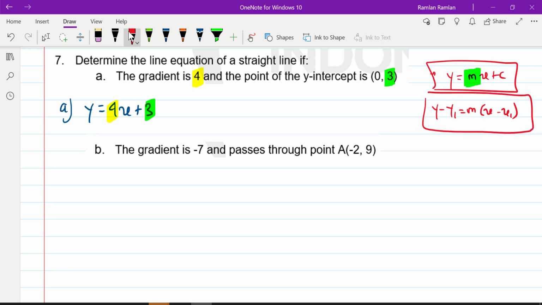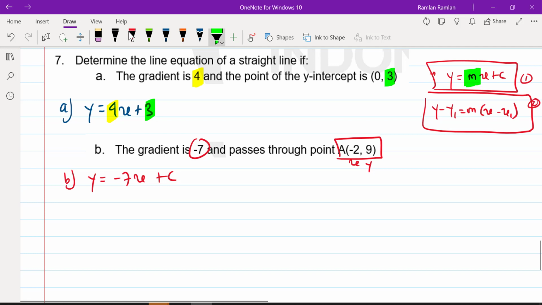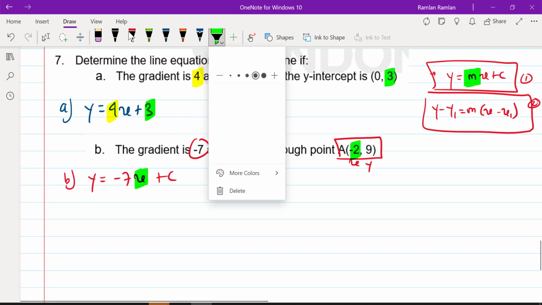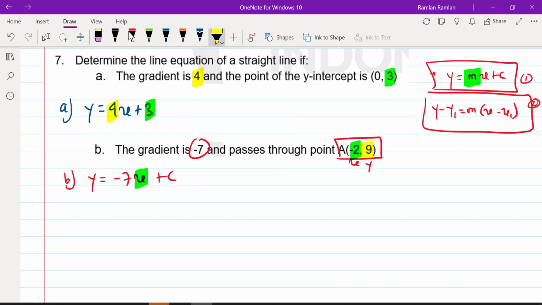Okay, let's say I'm going to use the first formula, and that'll be y equals -7x plus c. This -7 goes here because we know that is the value of m, the gradient value. Then to find the value of c, we can just plug in the x and the y. I'm going to highlight that. This 2 goes here because that's the x value, and then the y, this 9, goes here.